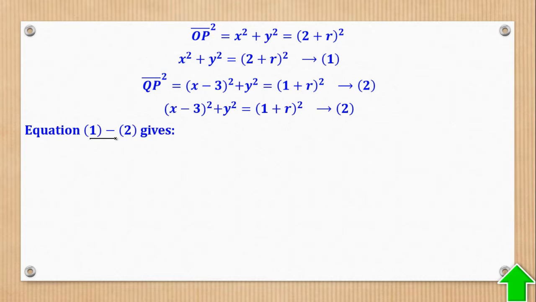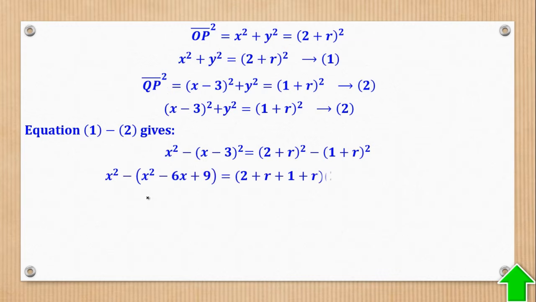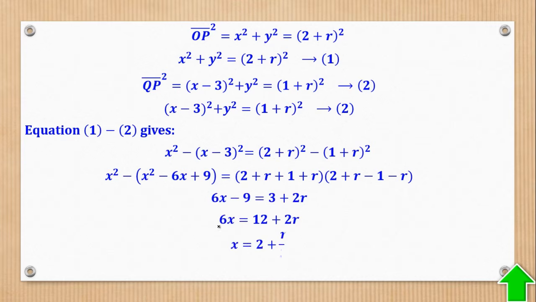Now equation 1 minus equation 2 will give us this. So this cancels, so this minus this gives you this, and this minus this gives you that. Then when I expand, this will give me that. Then here I will use difference of two squares, sum and subtraction. Then in the end I'll come up with this. So when I collect like terms and make x the subject, x will be equal to this, and that's what they wanted.